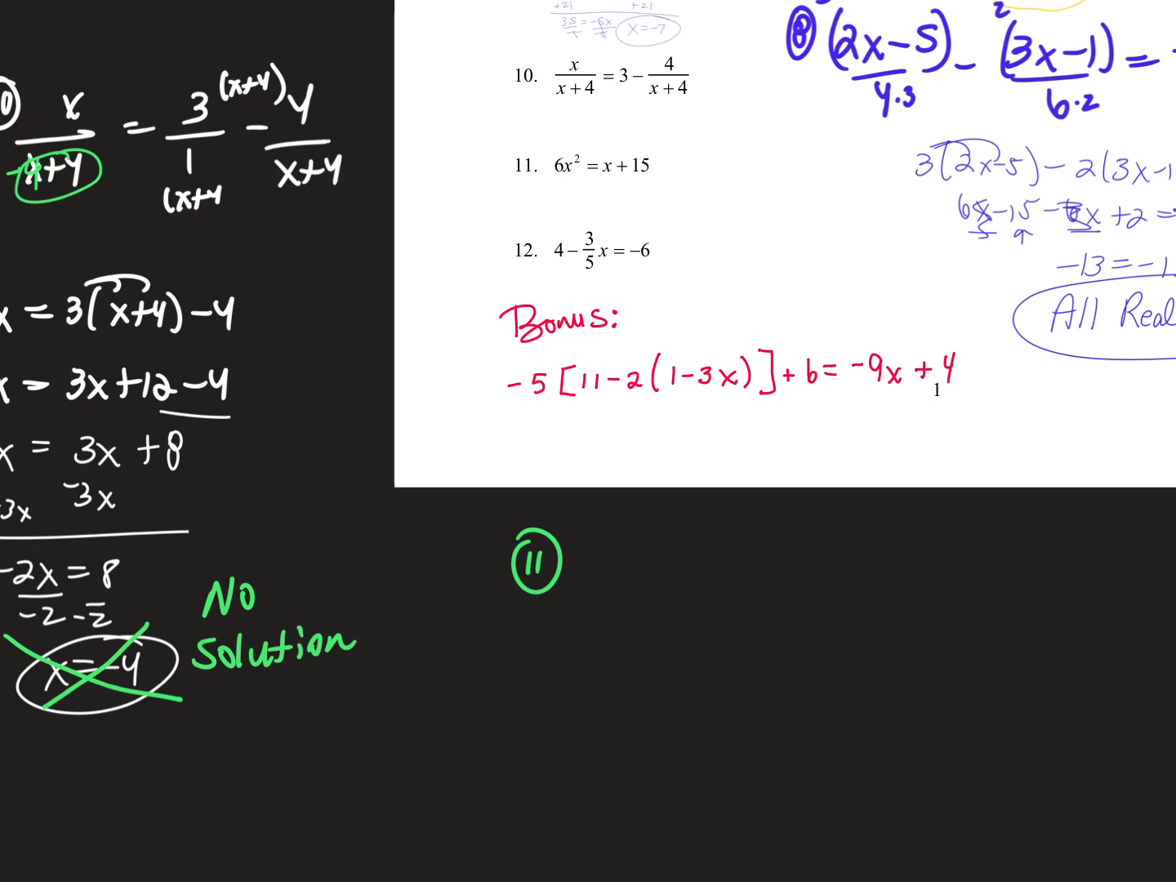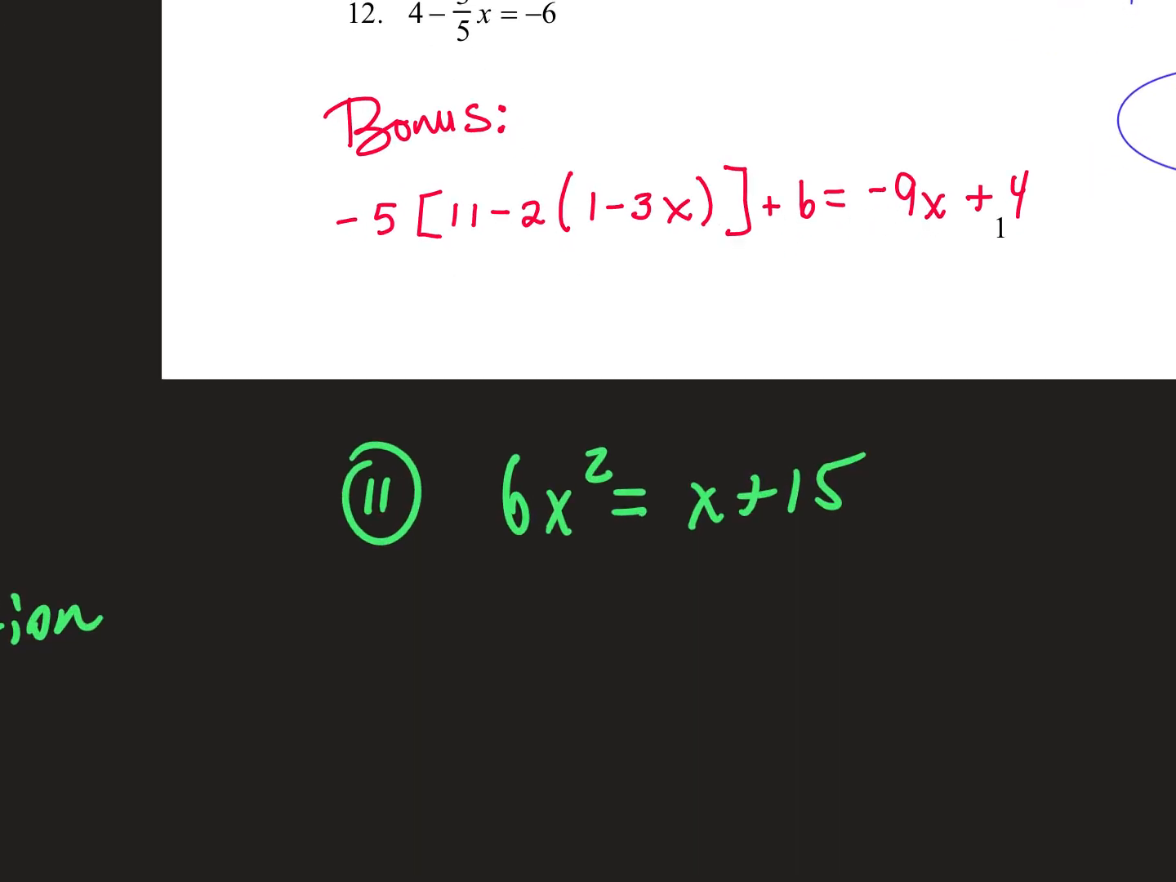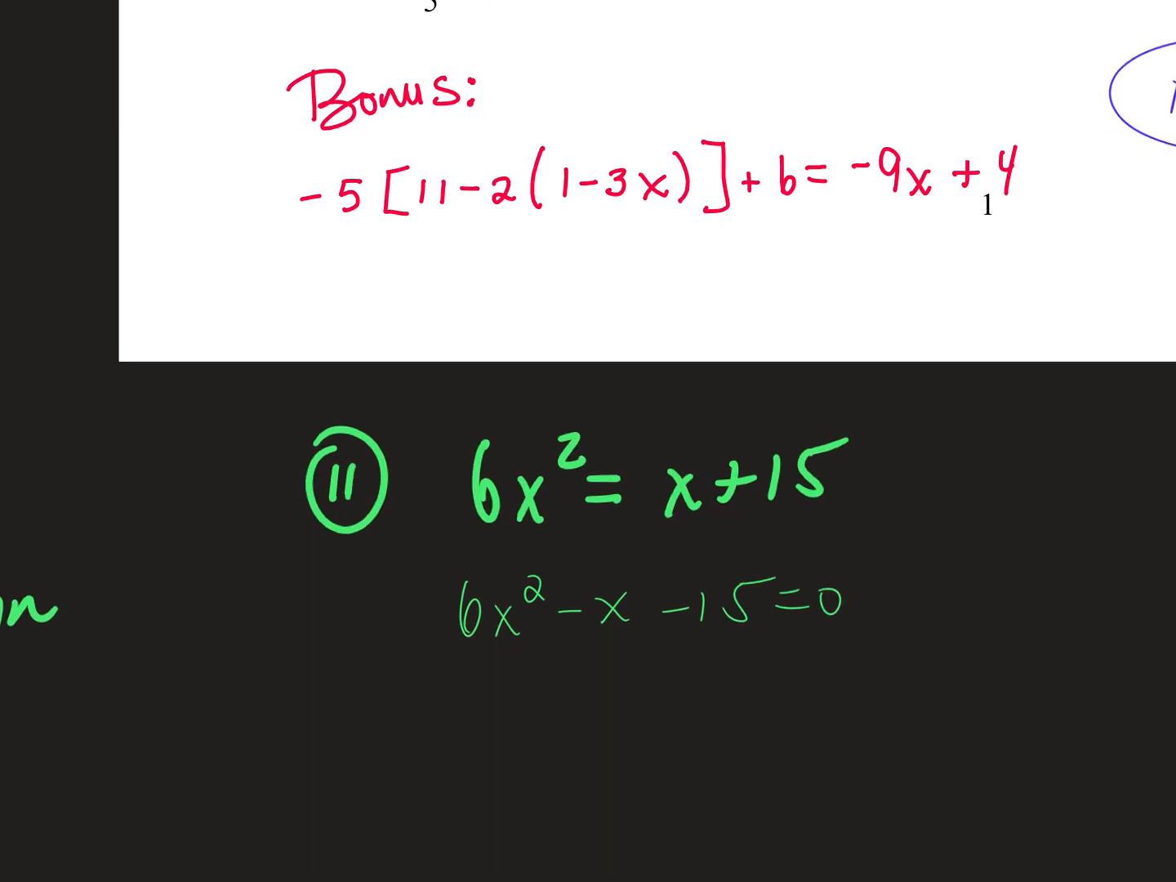Number 11 says 6x squared equals x plus 15. Okay, this is a quadratic. Got to get everything to one side, see if it factors. If it doesn't, we have to use completing the square. So 6x squared minus x minus 15 equals 0. Now, at this point, you can do completing the square or you can try and factor. I always try to factor first.